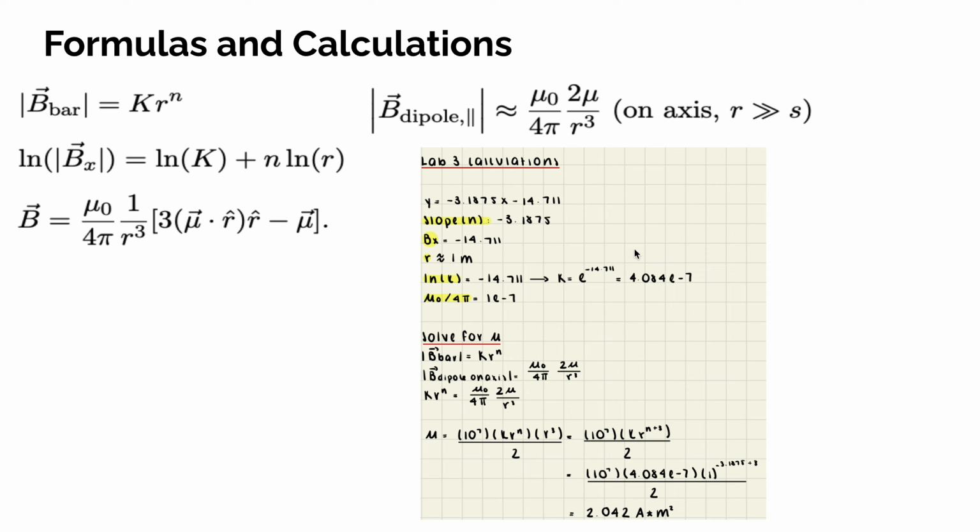Here we have different values. This was obtained with all of the experimental calculations. And in order to solve for mu, we had to equate the distance dependence law with the Biot-Savart on-axis magnetic field law, in which we were able to have mu all by itself, in which we were able to finally calculate the magnetic dipole moment.